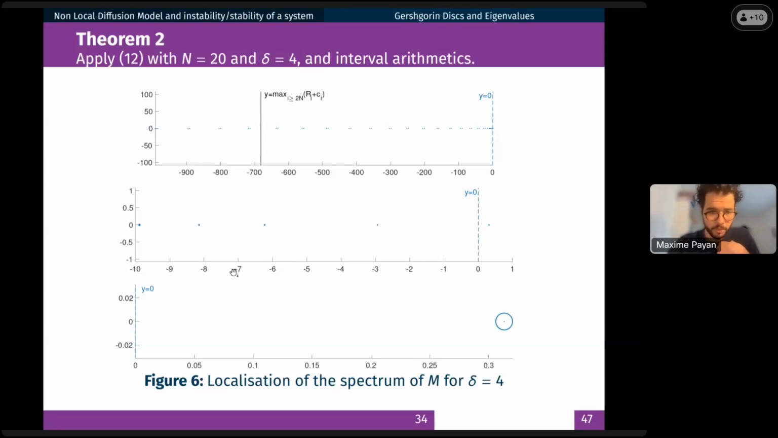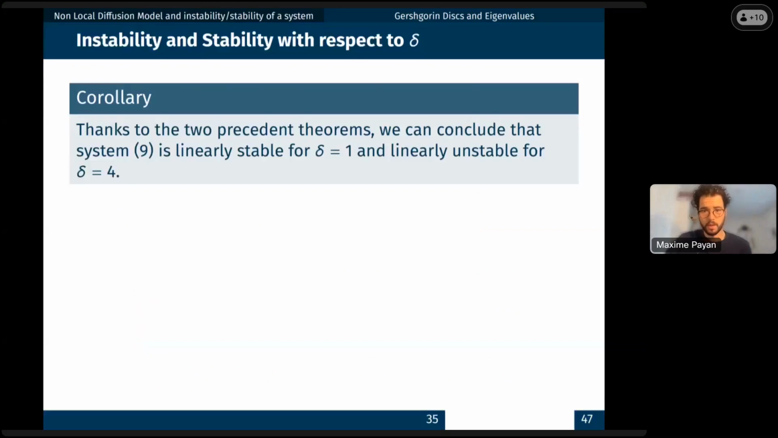So I zoom on the first 5 circles and the first one here. So the conclusion: there exists an isolated eigenvalue with a positive real part. So it means that the system is unstable. This is exactly what I said for delta equals 1 and delta equals 4.